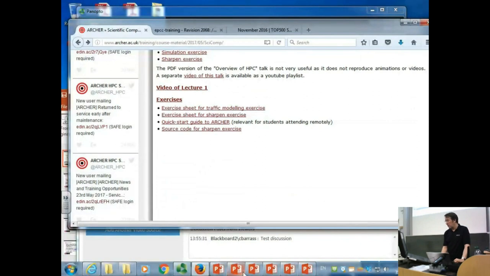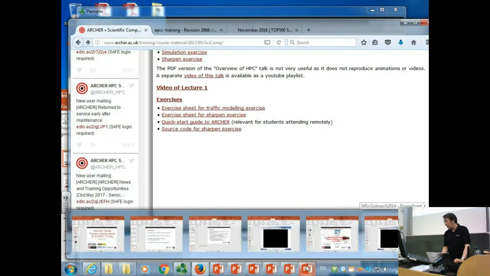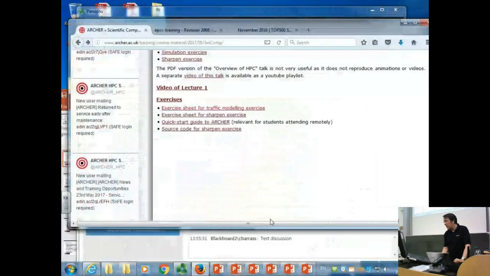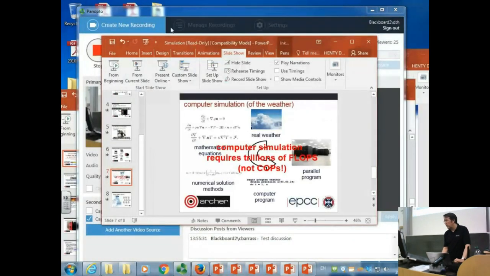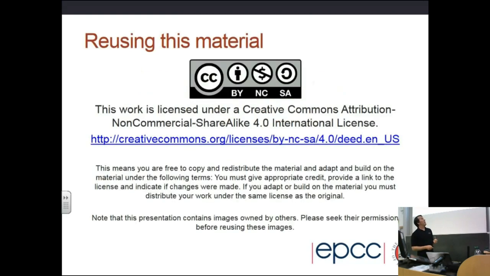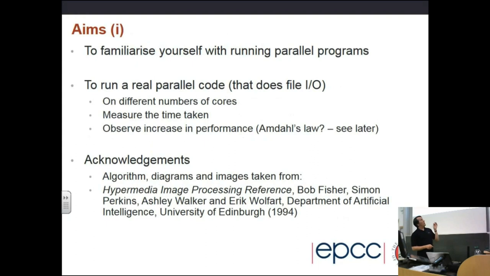The other example, which I'll cover very quickly here, is the sharpening example, image sharpening. This is purely there. It's a shrink-wrapped code, which I give you. But the reason for giving it to you is so you can run a real parallel example on Archer. I'm going to do this very quickly, running a simple parallel program. So you can treat this as a black box. You can treat this as a program which you run, and you can just use it to check your account is set up correctly. But there is some thought behind this. So it's really there to familiarize yourself with running a real parallel program.